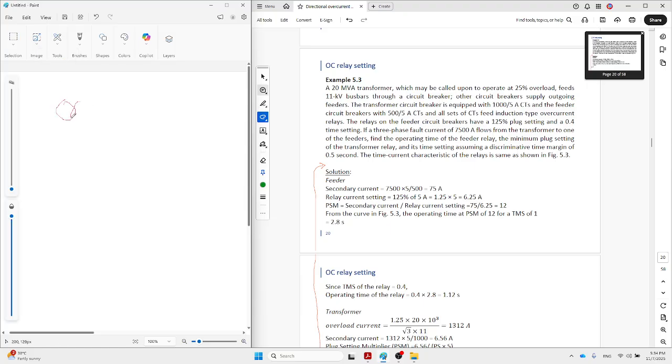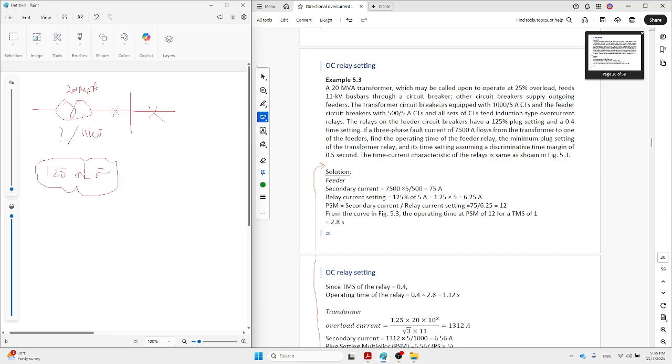We have a transformer. The transformer is in the way, and this is one switch, meaning one circuit breaker. This is the other circuit breaker. The transformer is 20 megavolt amp, 11 kV at the secondary side. I'm not sure about the primary side, nothing mentioned. So overload is given, 25% more, so it's 1.25 overload factor.